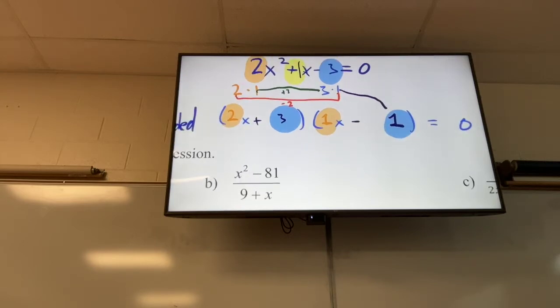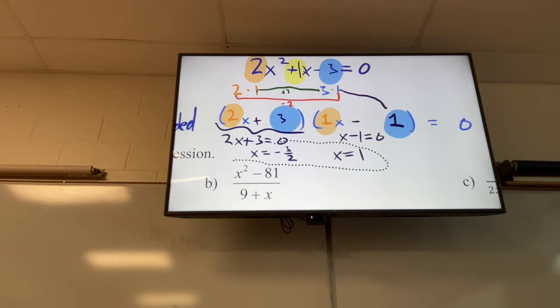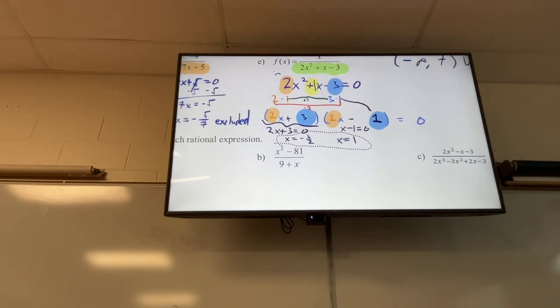How do I solve for x now? What's my last step? I set each factor equal to 0 and solve, okay? So that first one will give me what? Negative 3 halves. And then the second one will give me 1. I'm going to circle these with a dotted line because this isn't my final answer, right? The final answer is going to be my actual interval for my domain, and we just found the excluded values, okay? But once we get to this step, what do we know the domain's going to be?